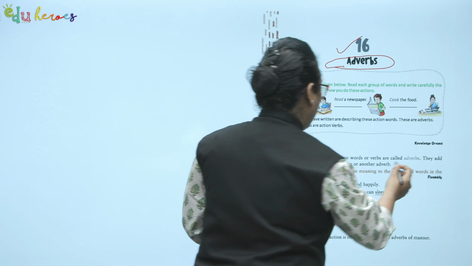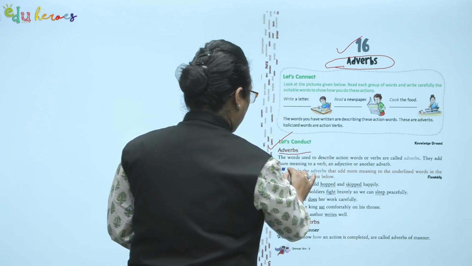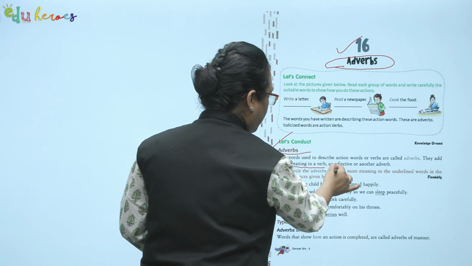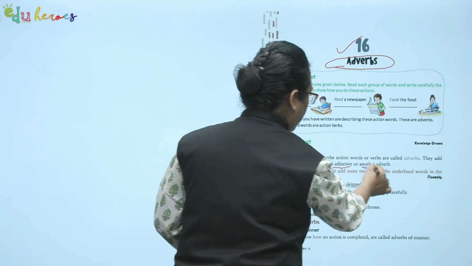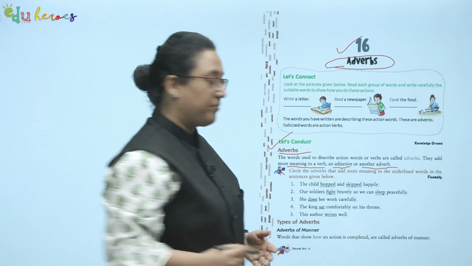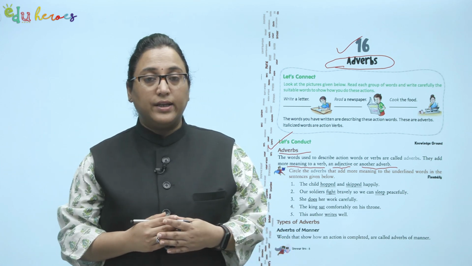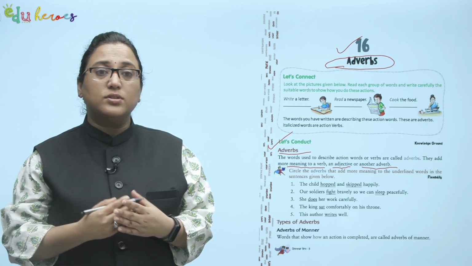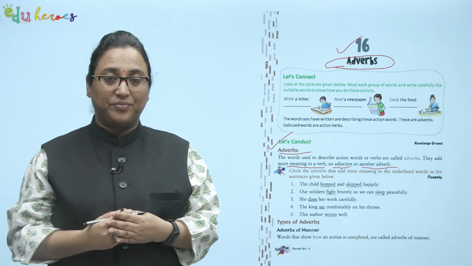So here we will highlight what is important. They add more meaning to a verb, also might be to an adjective or another adverb, all three. So read these given examples of sentences here and try to circle the adverbs in them.